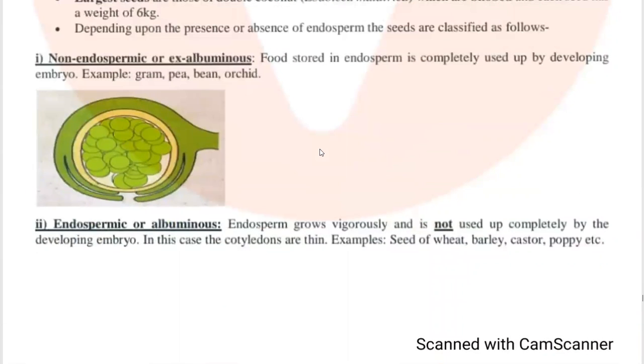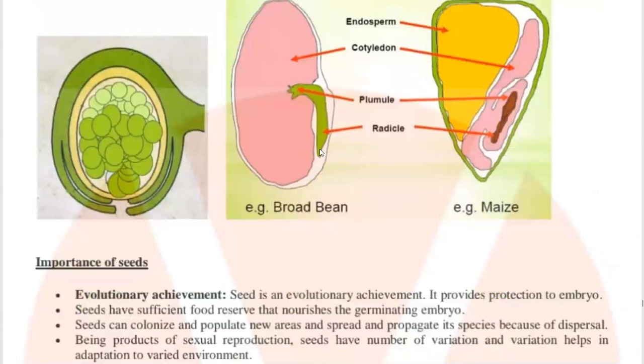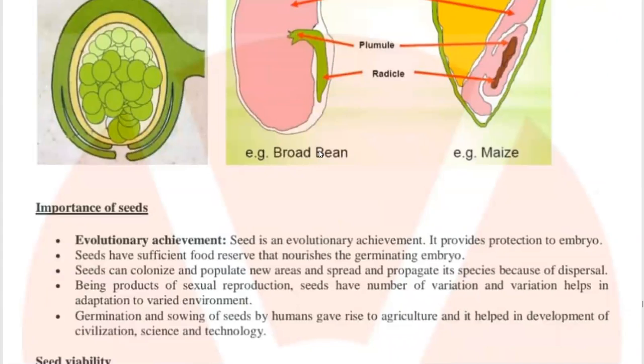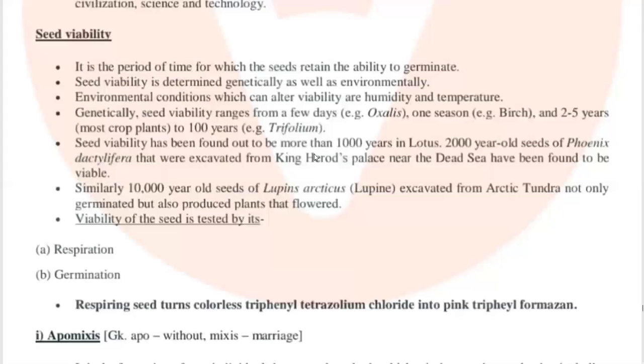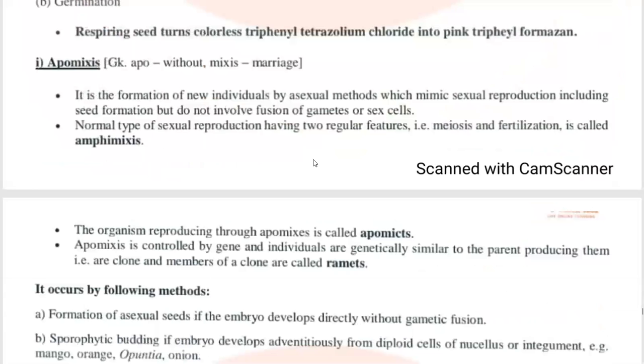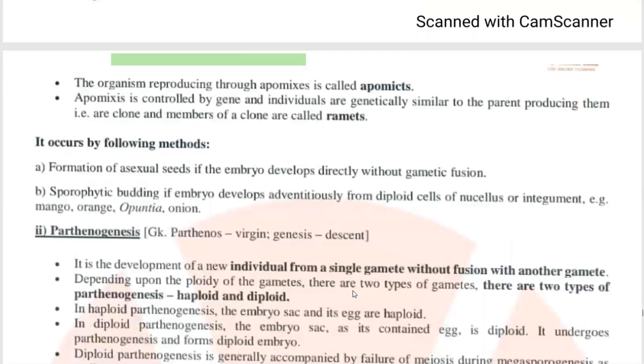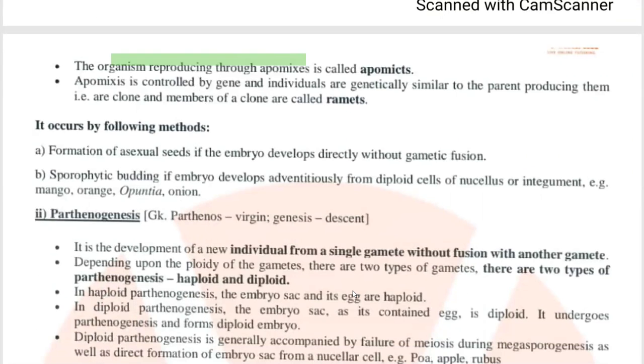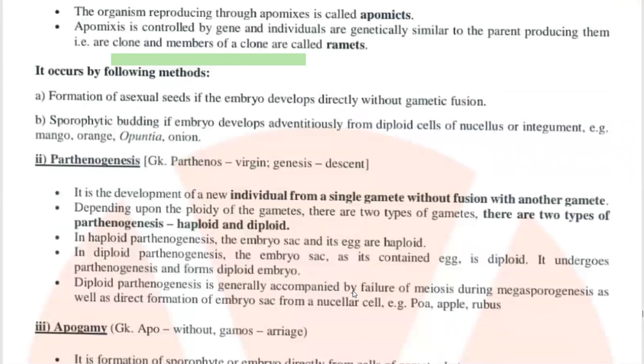These are types of seed, exalbuminous and albuminous. Now, importance of seed. Why seeds are important? Then what is the viability? Then it comes apomixis, some special cases, as it was told. Apomixis is a Greek word comprising of two words inside it. Apo, without, and mixis, marriage. That means without marriage, without fertilization, the formation occurs. So the organism reproducing through apomixis is called apomict.